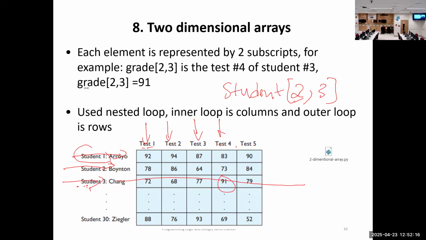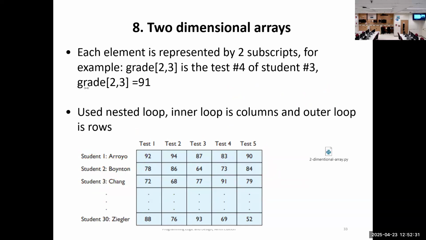Now, first student do it 5 times. Second student do it 5 times. Third student do it 5 times, and so on. The inner loop is the 5 tests. The outer loop is student. So basically, when working with the two-dimensional array right here, you have to use the nested loop. The outer loop is the row here, and the inner loop is the column. Make sense?